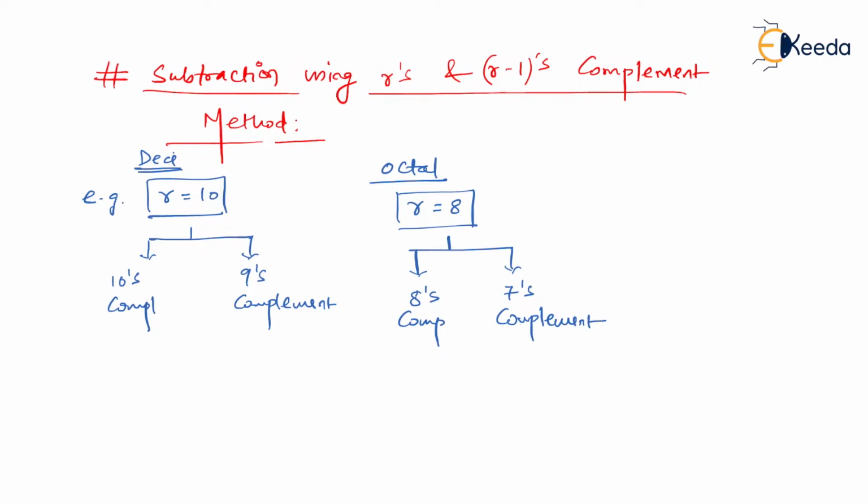On a similar basis, if I'm talking about the binary number system, where the value of r is equal to 2, that is, the base of the system is 2, here I have only two options: I can use the 2's complement method and the 1's complement method. I hope you understood the meaning of r's and r minus 1's complement method. It is related to the base of the number system. So if the base of the number system happens to be 2, you can use either the 2's complement or the 1's complement method to carry out the subtraction.